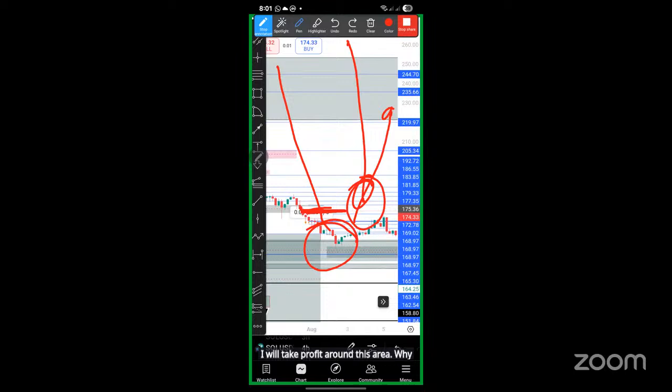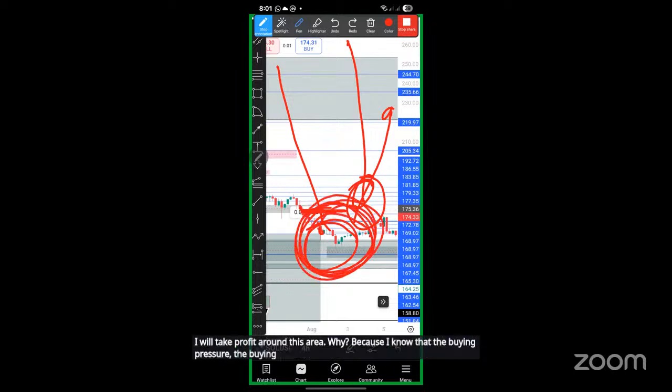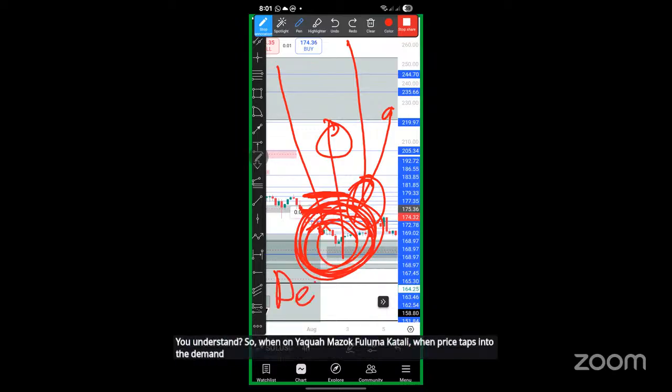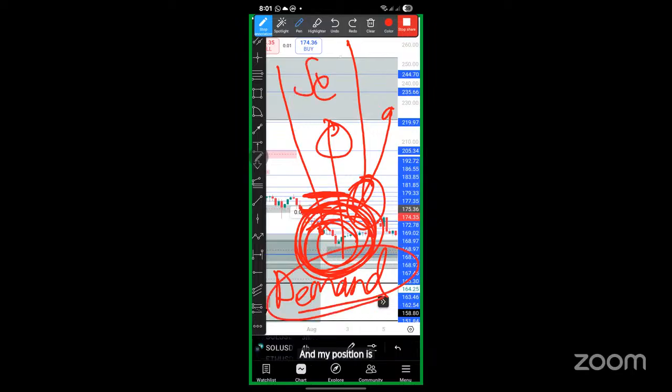Why? Because I know that the buying pressure, the buying activity around this area will be against my trade. You understand? So here I will exit the market, because I know that when price taps into the demand zone, it will build a buying position, and my position is a sell position from up.